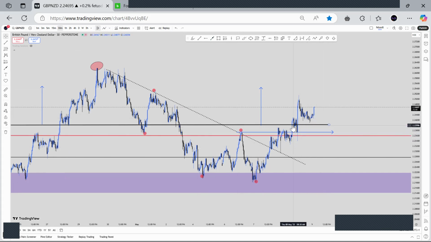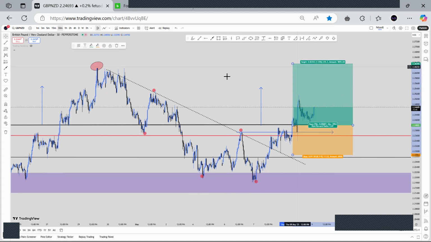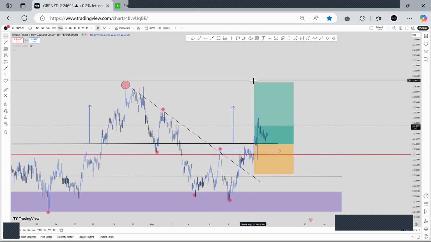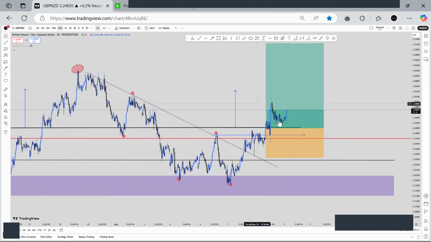And this is where I'll be taking my first entry. My first entry should be here, and my stop loss should be just right below this level here. And my take profit should be above this level. I should be expecting a new high, an incoming new high.